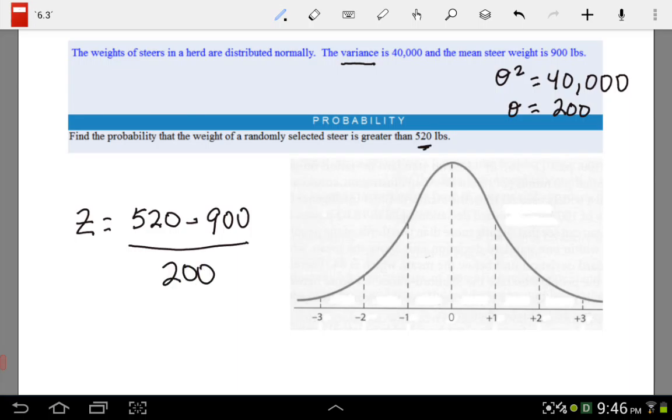Okay, so let me throw this in the calculator real quick. 520 minus 900 is negative 380, divided by 200 is exactly negative 1.9. Okay, so let's mark 1.9 on my curve here.